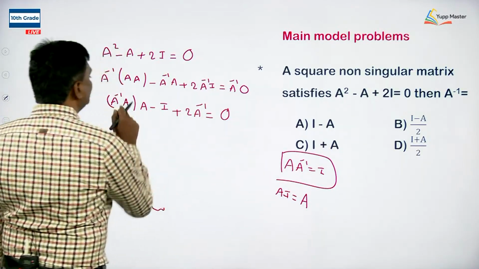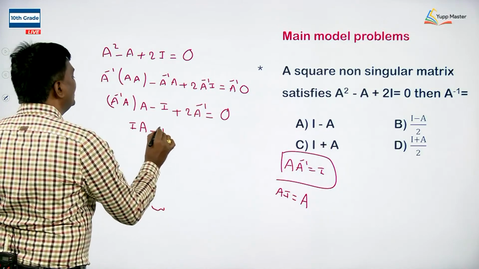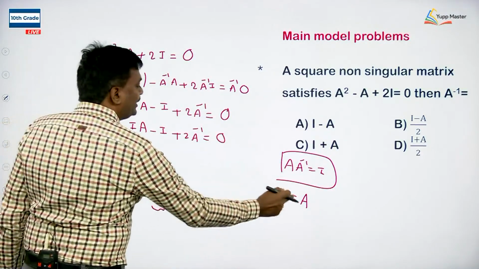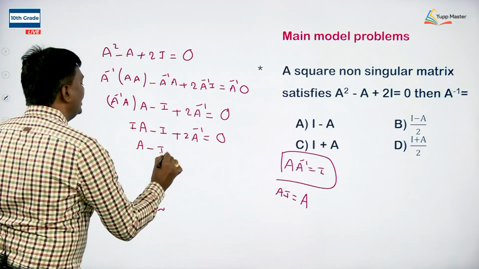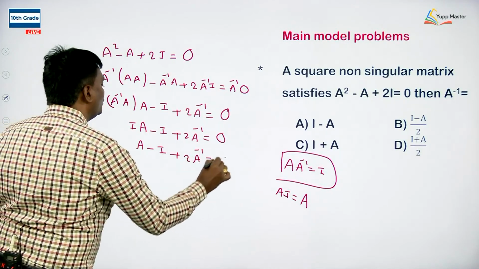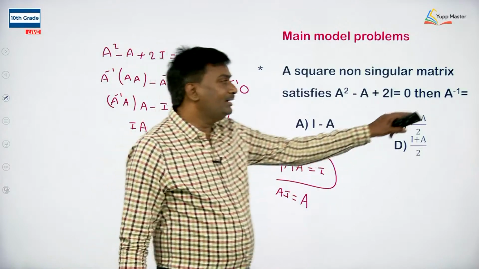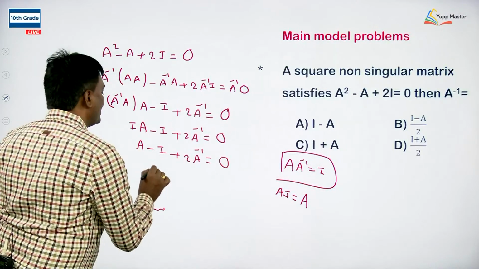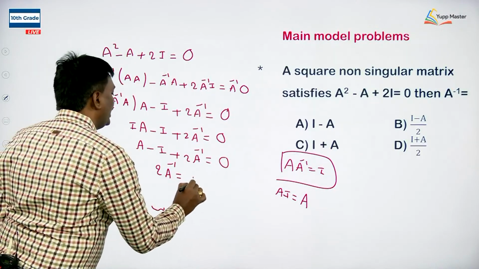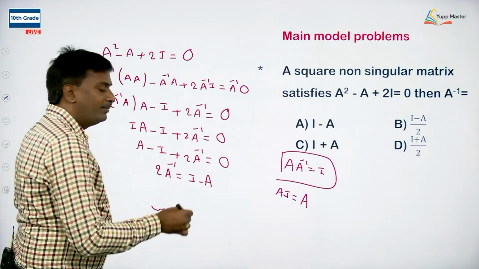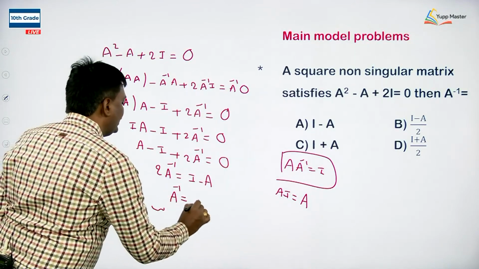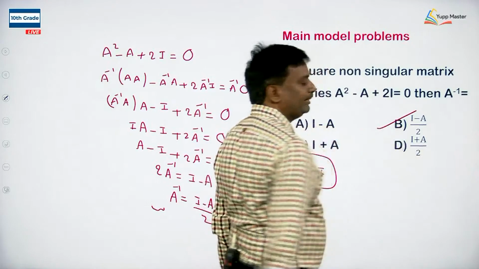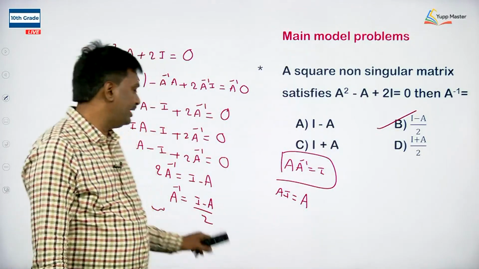Again, A inverse into A can be written as I, so I into A minus I plus 2 into A inverse equal to O. Again, I into A can be written as A, so A minus I plus 2 into A inverse equal to O. Here we have to get the value of A inverse, so let us take A minus I to the other side. You will get 2 into A inverse equal to I minus A. By dividing on both sides by 2, you will get A inverse equal to I minus A by 2. According to the options, we have option B, A inverse equal to I minus A by 2.